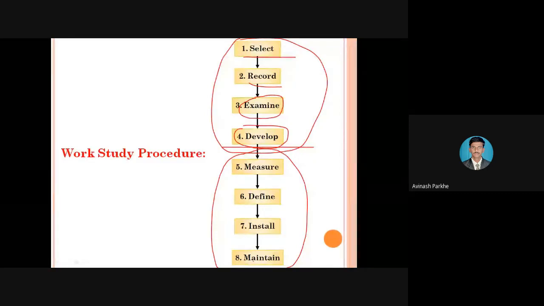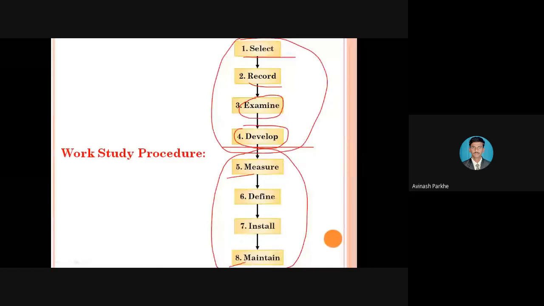Means after developing the new method, or after doing the modification in the existing process, we have to go for the measurement. For the new method that is developed, how much operation time is required? Or if we have modified the existing process, for that newly developed method, how much operation time is required? That time can be measured from step number 5 to step number 8.